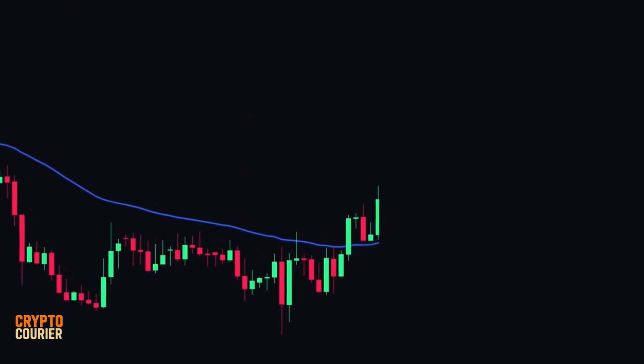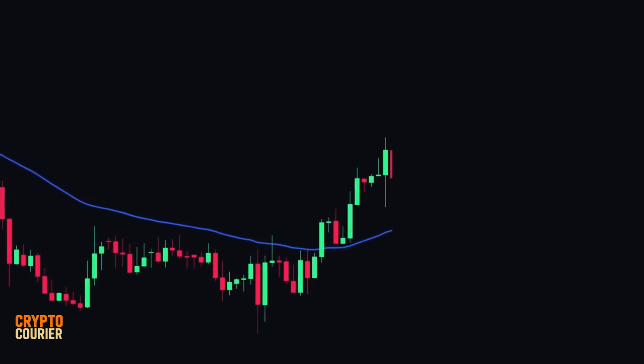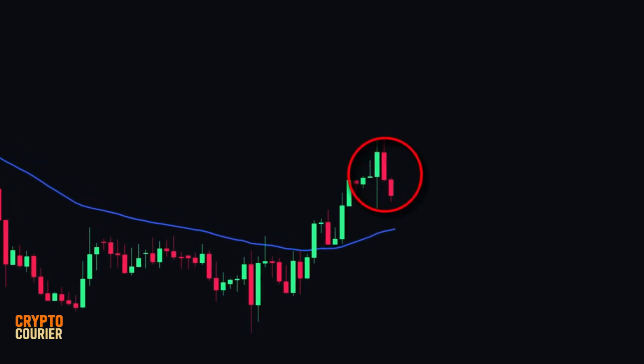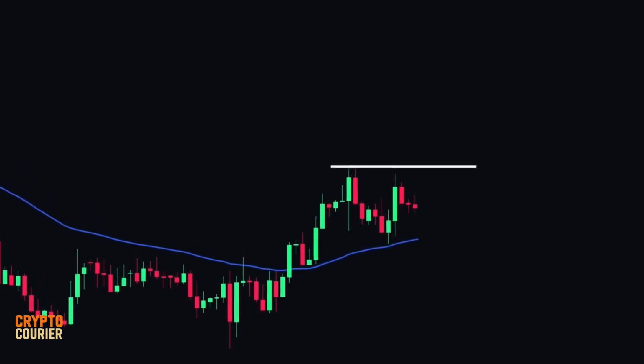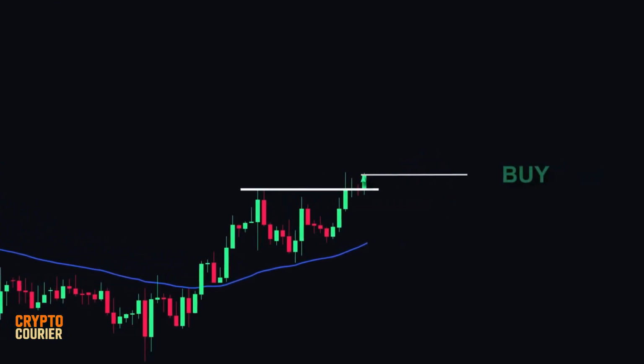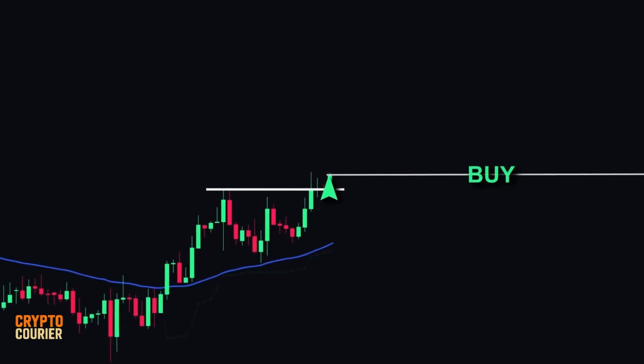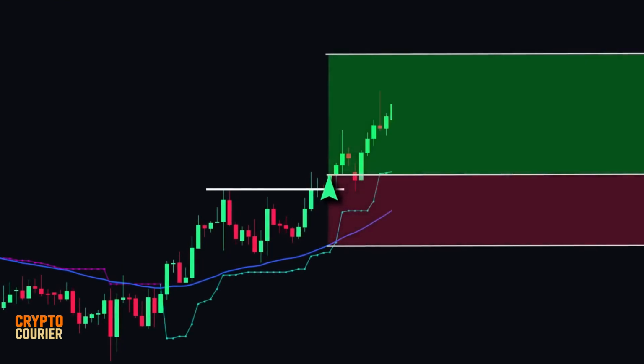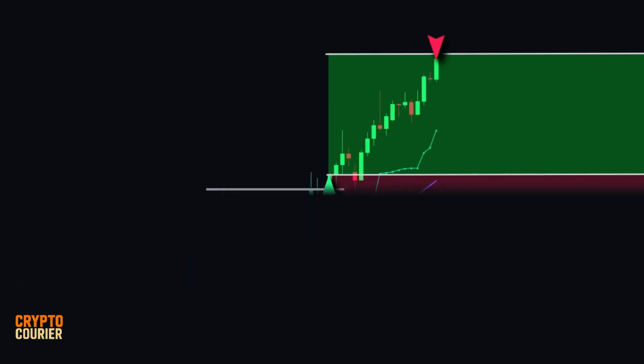I then wait for a pullback of at least two consecutive red candles after the breakout, which happened right here. That's where I drew the horizontal line at the highs. It was then time to wait until we broke that line again. When we did, I bought right at the breakout candle's close. Then I applied the chandelier stop, set my stop loss, and take profits. As you can see, the price hits our take profit target.